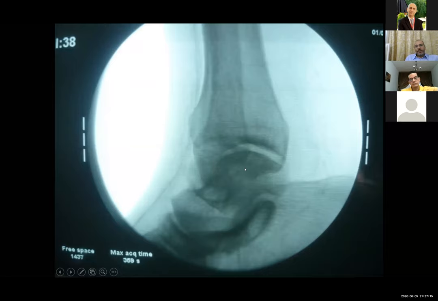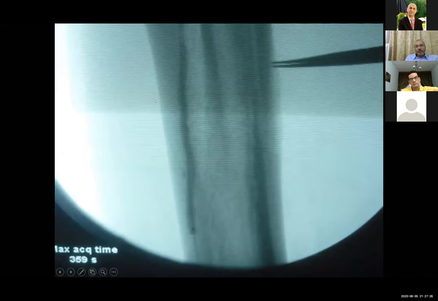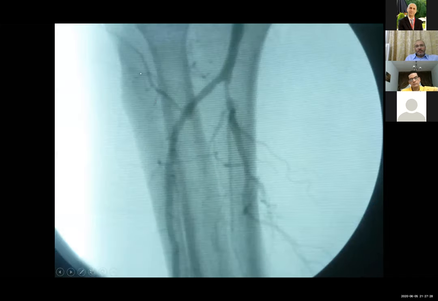This is the anterior tibial artery, full of calcification and full of stenotic segments. This is the peroneal artery and its branch to the posterior tibial artery. The posterior tibial is occluded from the origin. We managed to pass the wire through the anterior tibial artery to the dorsalis pedis artery and made balloon angioplasty of the whole anterior tibial artery, and we got a dorsalis pedis pulse after that.